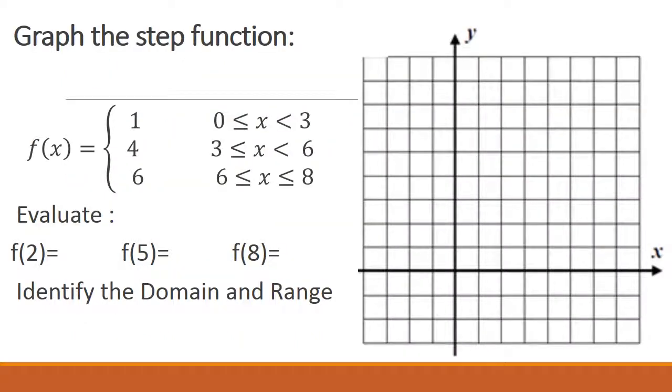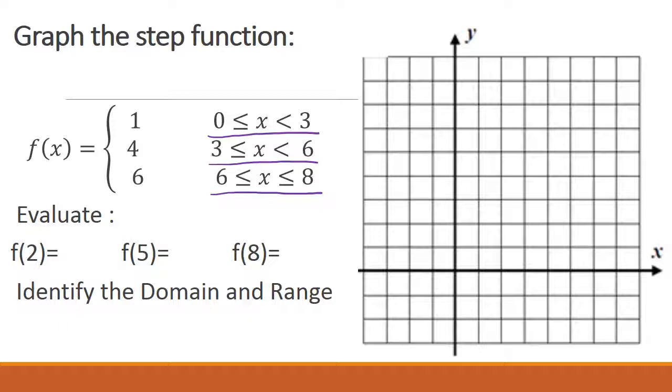Let's take a look at our example. We have a piecewise function with three pieces. The first piece belongs to every single x between 0 and 3, including 0, not including 3. The second piece belongs to the restricted domain for every single x between 3 and 6, including 3, not including 6. And the last piece is for every single x between 6 and 8, including 6 and 8.